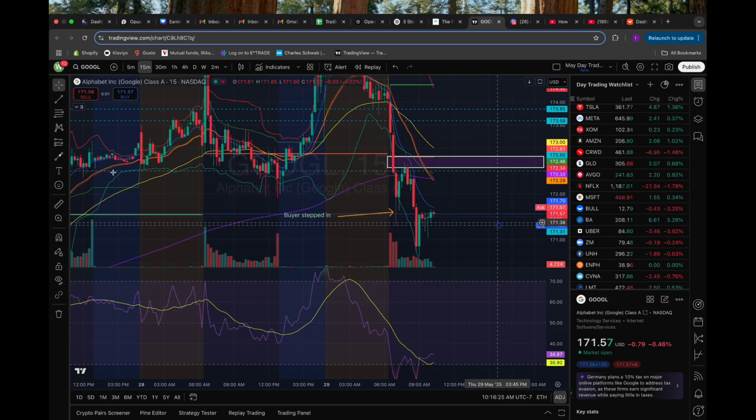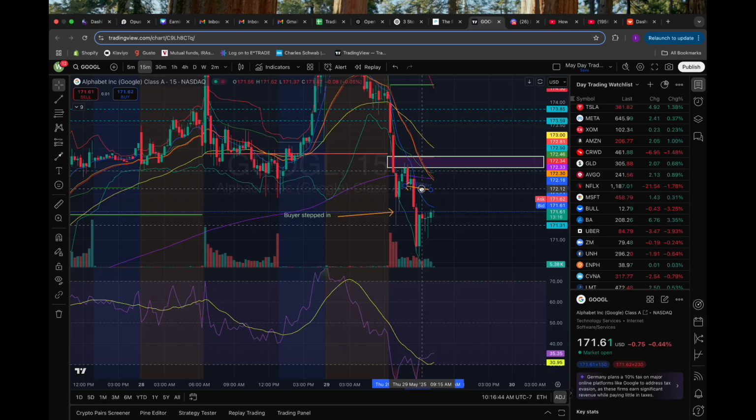So what I did was I took my entry right here. I took my entry right there. I let this candle open. It came down a little bit, and then I took my entry. So about right there is where I entered in. That was my entry.